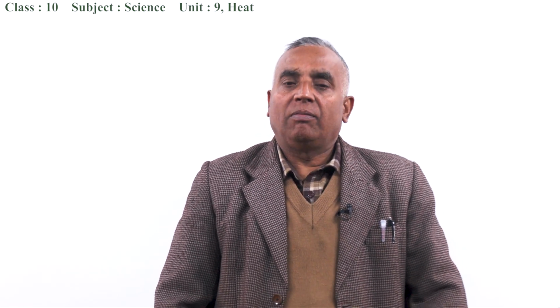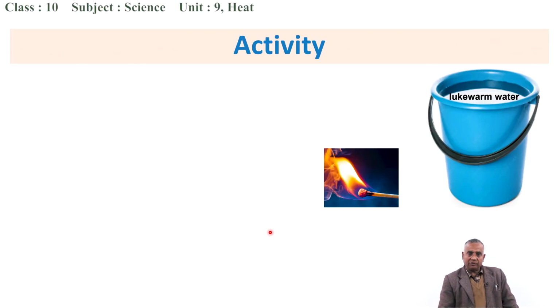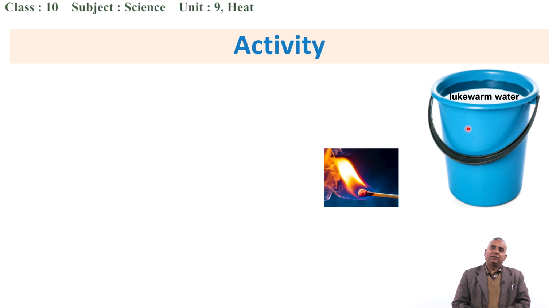Now for one activity, here 2 diagrams are shown. Look here, what is shown here? Yes, a glowing matchstick. And what is this? It is a bucket full of lukewarm water. Consider it is 20 liters. And it is just a small glowing matchstick. Which one has more heat? Can you guess? This one or this one? Just note down in your copy. Does the matchstick have more heat or does lukewarm water have more heat?